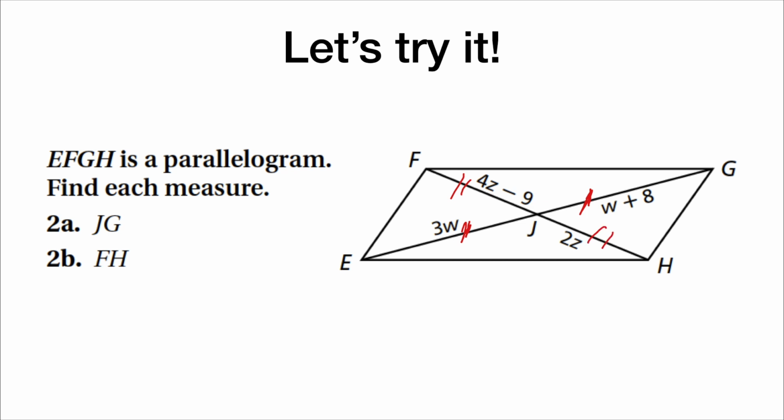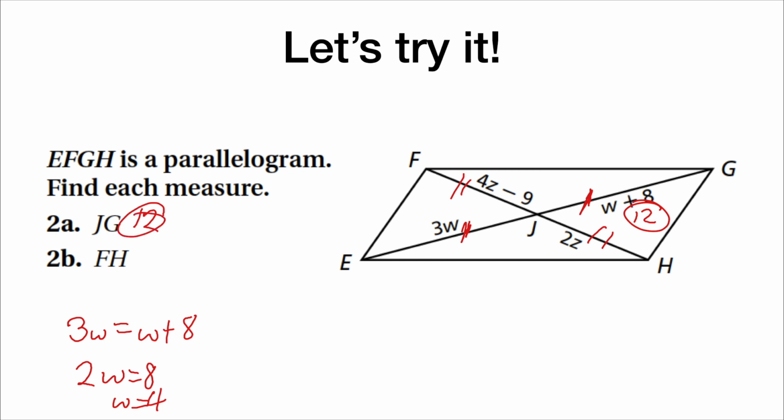So if I want to find JG, what I'm going to do is say 3W equals W plus 8. Subtract W, that's 2W equals 8. That means W equals 4. So that means 4 plus 8 is 12. So 12. And then FH, well, we set it up the same way.